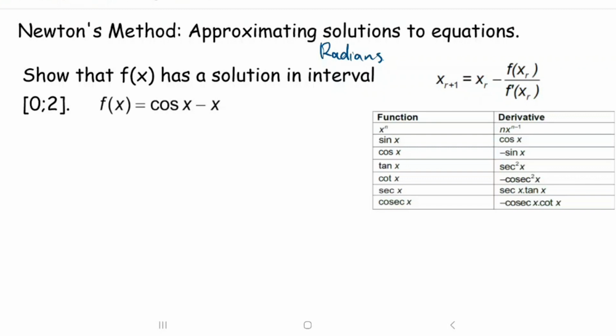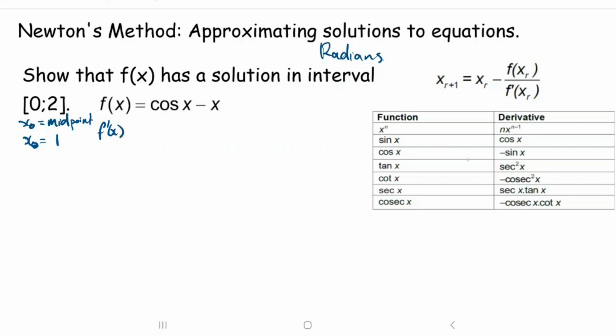So now you have to show that there is a solution that exists for f of x between that. Remember that if you're not sure what your initial value is, you will pick the midpoint of your interval or your domain, and therefore in our case the initial value x0 will just be 1. So we'll continue this process and see, okay, we need to find what the derivative of this is.